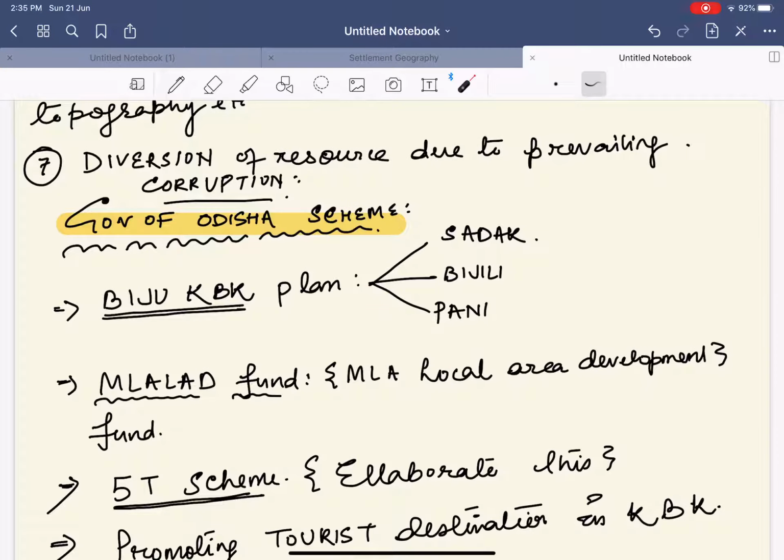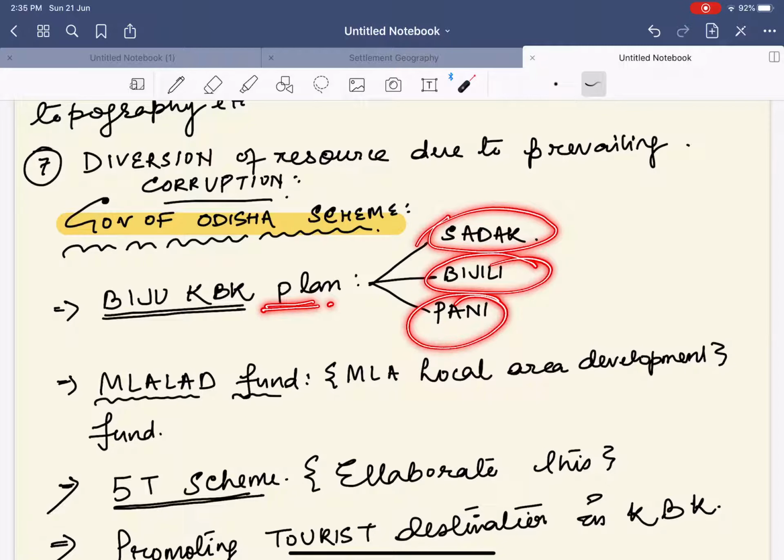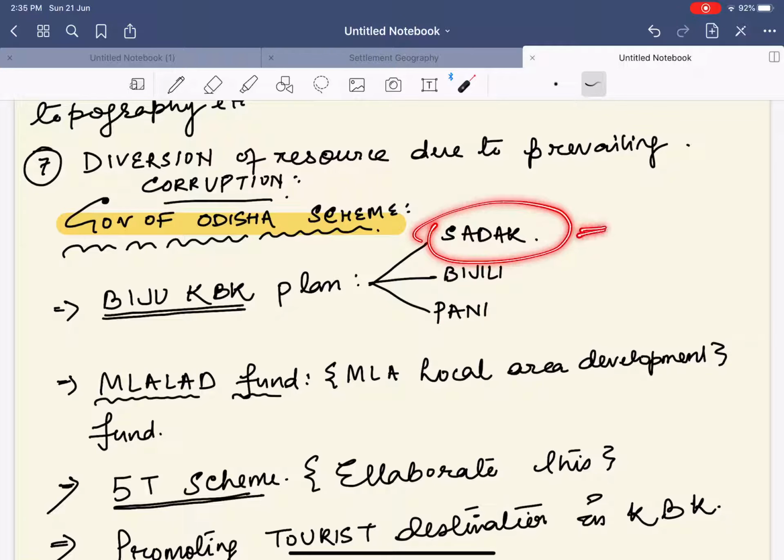Next, the Government of Odisha schemes. First of all is the Biju KBK plan: Sadak, Bijli, Pani. These are the three things that they basically focus on in the Biju KBK plan because these three are the important infrastructure. Sadak is nothing but your road, that will help you in connecting with the mainland, that will provide a market to your products, etc. Bijli and Pani are most important for the development of both the domestic sector as well as the industrial sector. This is important both for the people as well as for the industries.